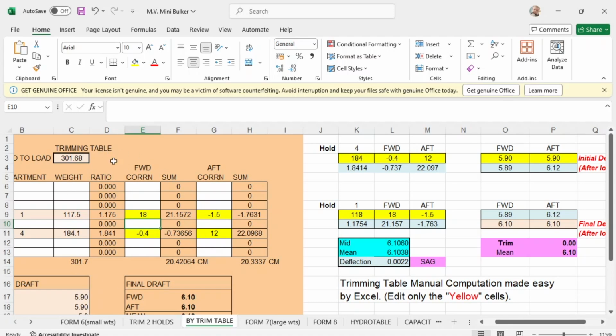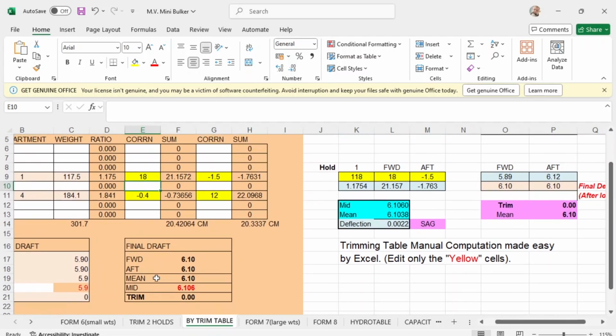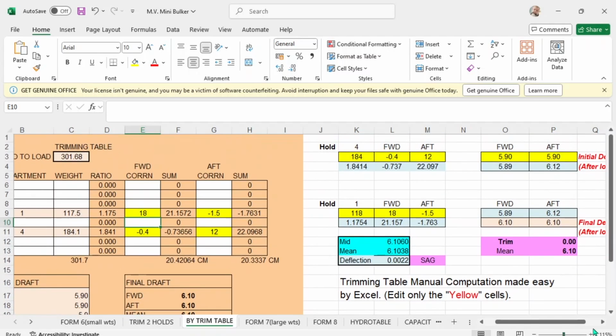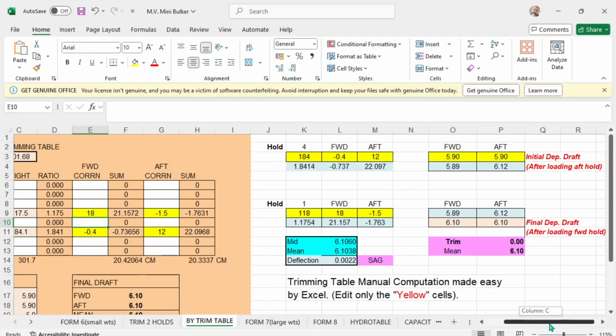This part here is a solution by trimming table. Okay, and your final drop will be 6.10. Your up drop will be 6.10. Your main will be 6.10. Your mid is 6.10. Then you get the exact figure here. This one is another solution of your trim table without using this one, but it's all the same.